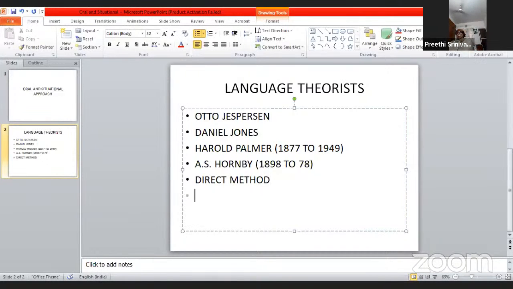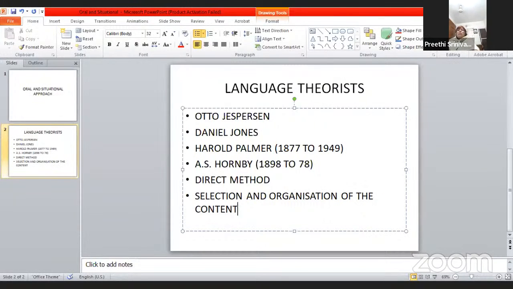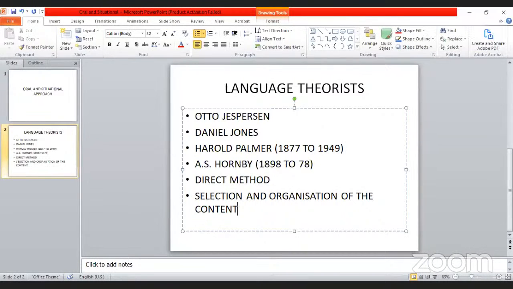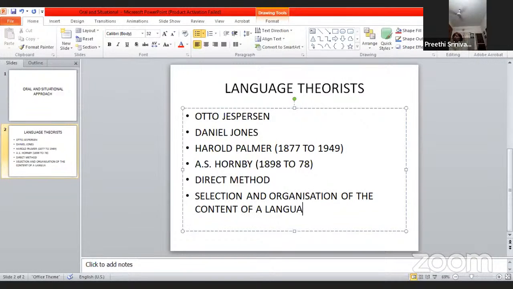So, very important here was selection and organization of content of a language course. So, as I told you, Hornby and Palmer gave importance to grammar.